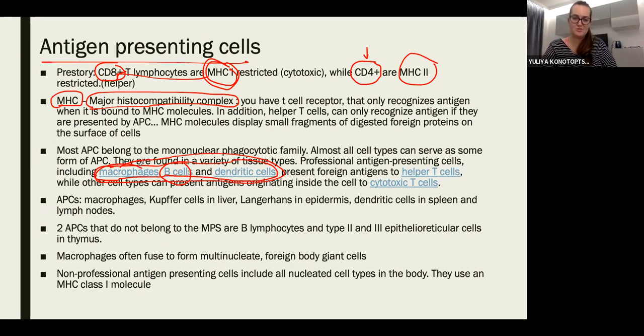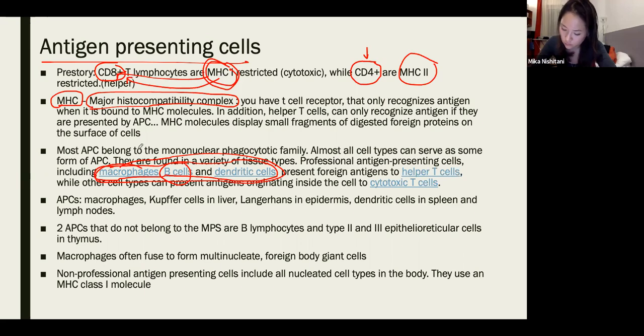Because they're nucleated. Because MHC1 is present, who can a macrophage also present antigen to? Cytotoxic. To cytotoxic. So it is incorrect to think that antigen presenting cells can only present antigen to the T helper. Mostly, yes, they present to the T helper, but because they have a nucleus, they are still capable of presenting antigen to the cytotoxic T lymphocyte.